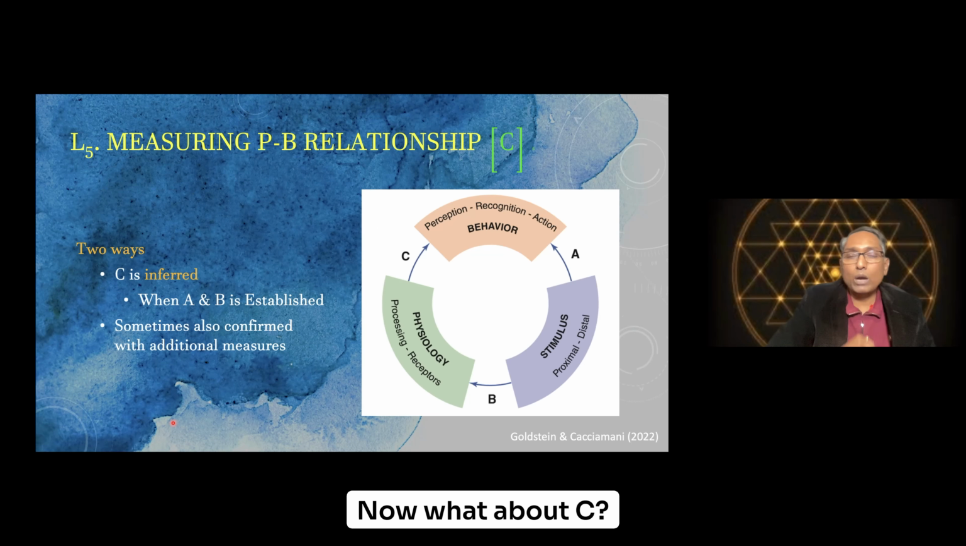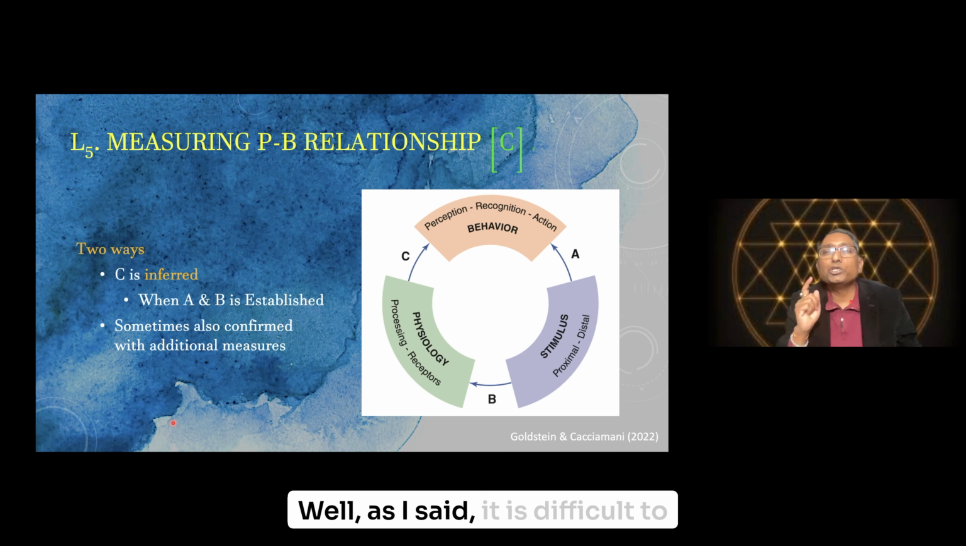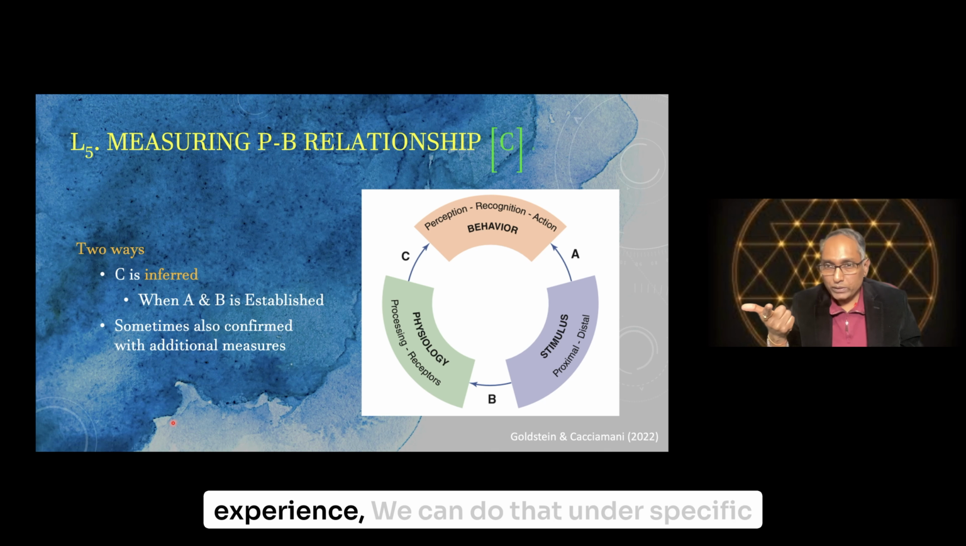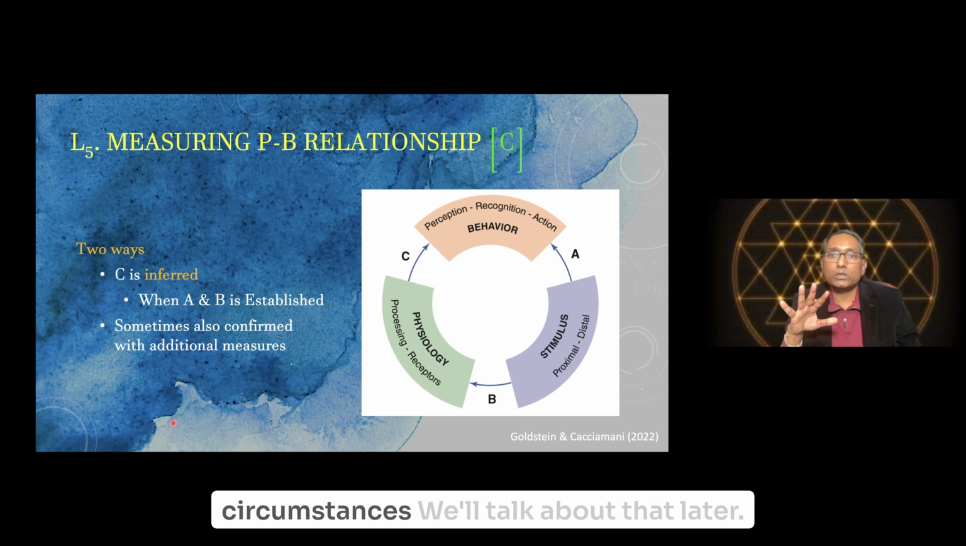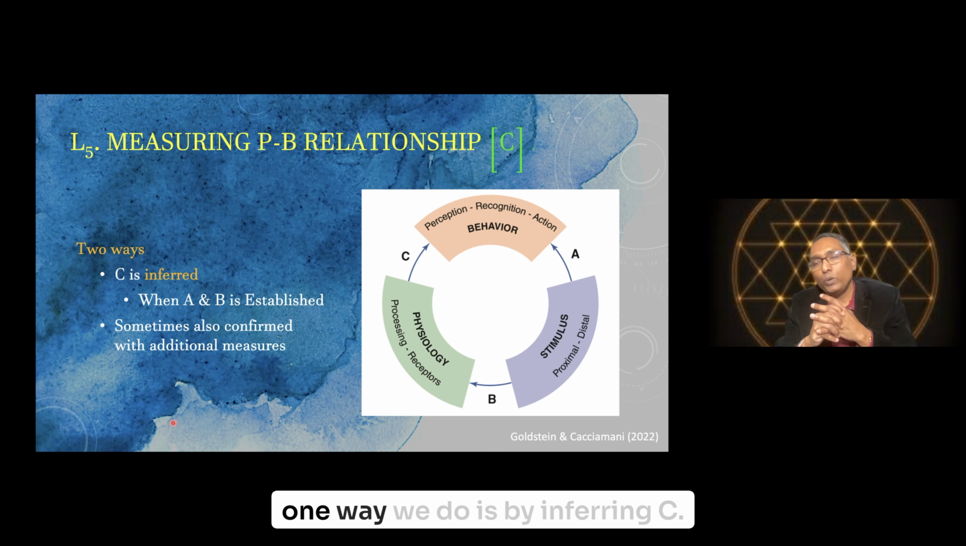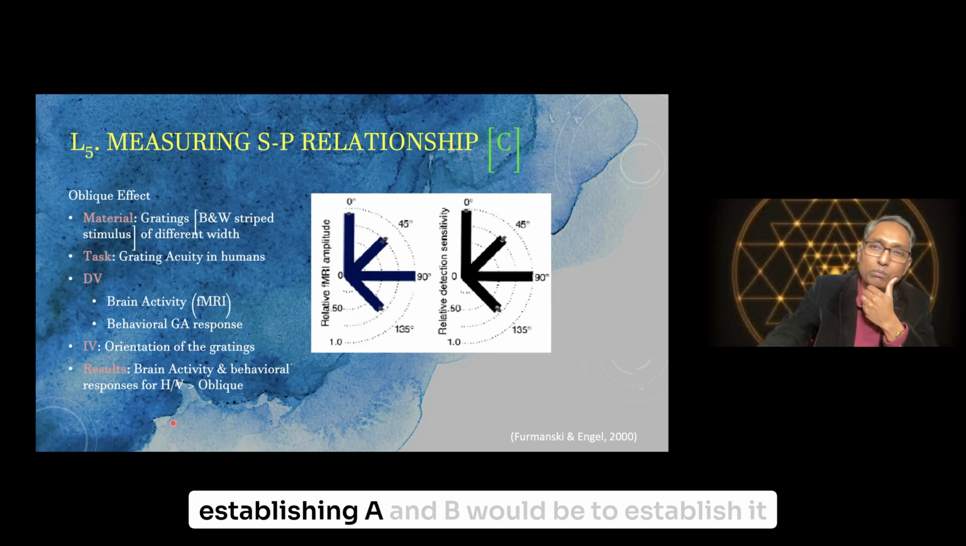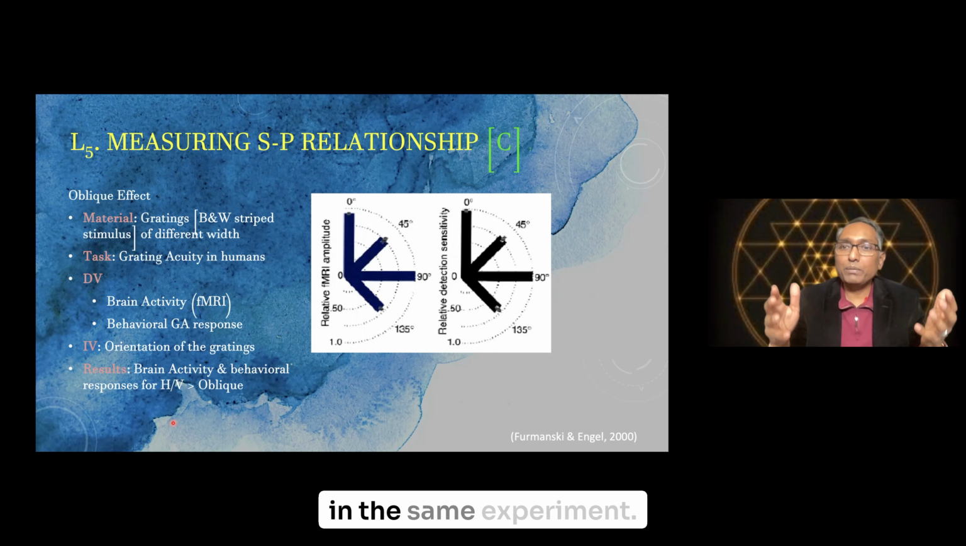Now, what about C? How do you measure C? Well, as I said, it is difficult to manipulate the brain and measure the experience. We can do that under some circumstances. We'll talk about that later. One way we do it is by inferring C. How would you infer C? By establishing A and B. Establishing A and B would be to establish them in the same experiment.